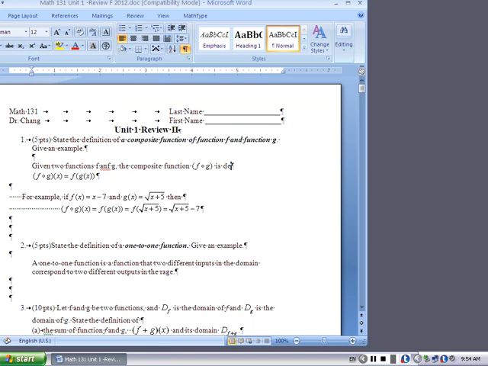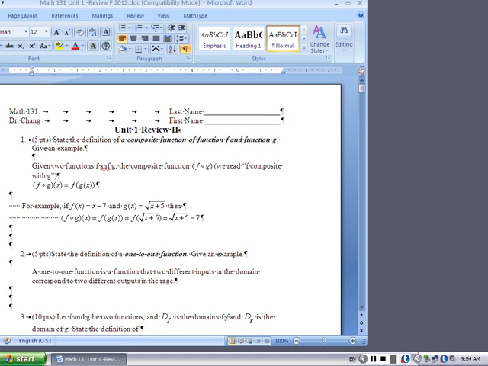is f composite with g, right? It is defined by the following expression. Is that okay? So that's what we have to write. But what is the most important part? Is this, right?